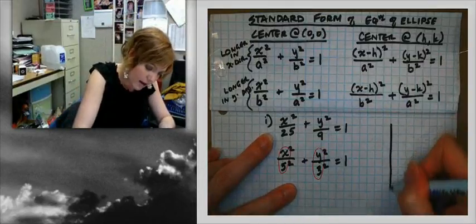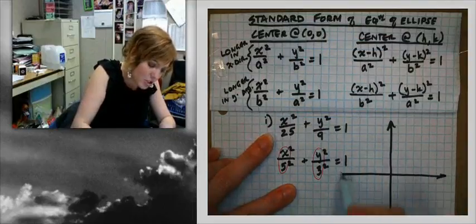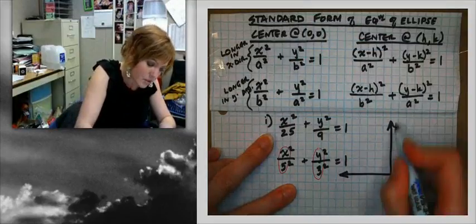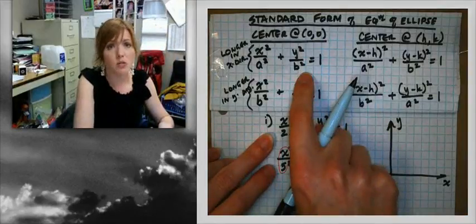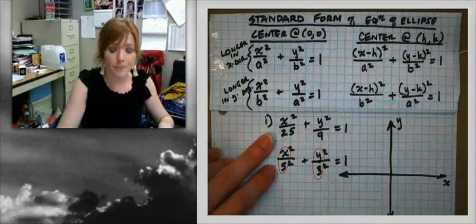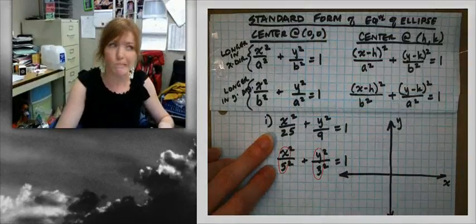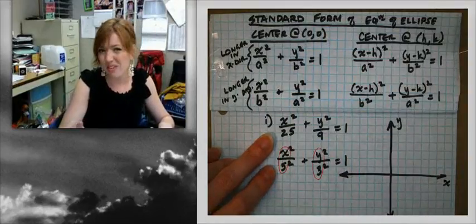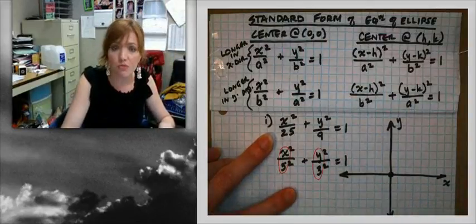So here we go. Let's draw our graph. Because we have nothing being added to or subtracted from the x and the y, that means our center is at 0, 0. That's going to be common throughout the circle, the ellipse, and the hyperbola, and even the parabola a little bit. All right, so our center is at 0, 0. Just like the circle, we graph the center first.